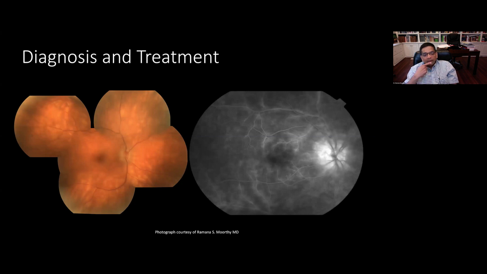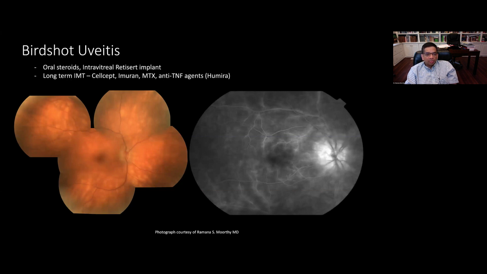So here's another patient with a classic disease. When you look at it, you know what the diagnosis is, right? This is a patient who has birdshot uveitis, birdshot retinochoroiditis, disc edema, multiple birdshot-like lesions, vascular leakage and CME, and disc staining. This patient can be treated initially with oral corticosteroids, but most, since they have bilateral disease, will require long-term immunosuppression. And we can use anti-metabolites with or without TNF-alpha inhibitors.